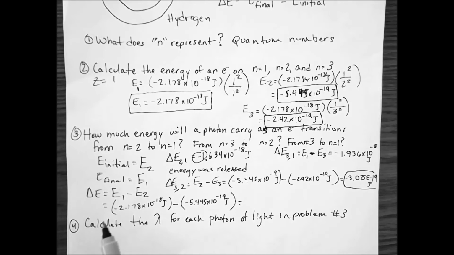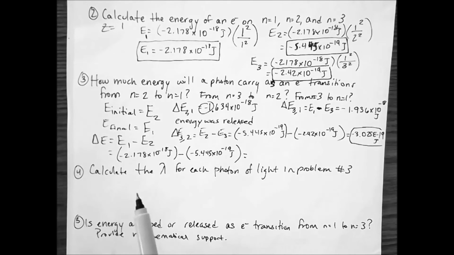Make sure that you're always labeling stuff. It's very important you label. If you weren't labeling E1, E2, and all that, you probably will get confused by the time you finish the problem. Next question. Calculate the wavelength for each photon of light in problem number 3.